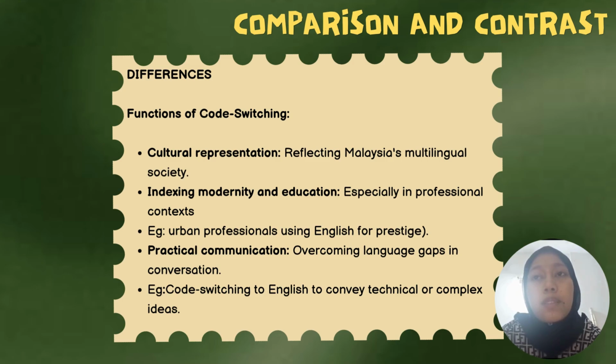Different from the Malay drama series, it focuses on how the functions of code switching are used for cultural representation in order to reflect Malaysia's multilingual society. The next one is indexing modernity and education, especially in professional contexts like urban professionals that use English for prestige. The next one is practical communication in order to overcome language gaps in conversation. For example, code switching in English is used in order to convey technical or complex ideas.